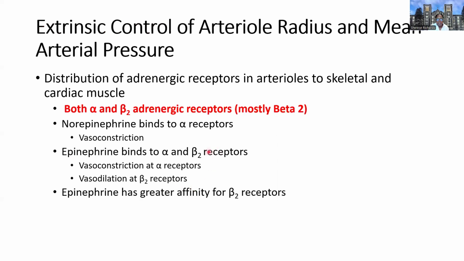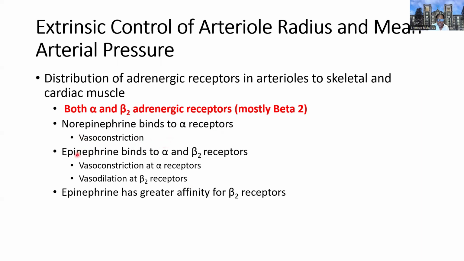Let's talk about the receptors that we find on skeletal muscle and on cardiac muscle. We mainly find beta 2, but we also find some alpha adrenergic receptors as well. So mostly beta 2, but then both alpha and beta 2 can be seen. Now, the response that happens when norepinephrine binds to an alpha receptor is widespread vasoconstriction. So because this is found throughout, we're going to see vasoconstriction more broadly, more generally.